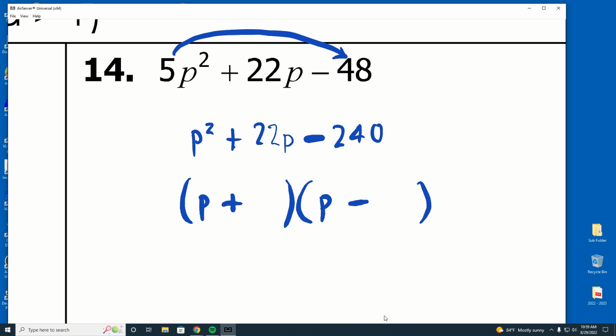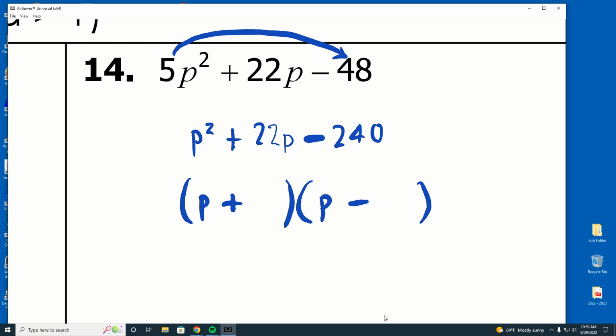Guys? 22. We're looking for the two numbers that multiply to get 240 and have a difference of 22. Now, people think, well, that's a huge number. It's going to take a long time. It doesn't. Just start dividing.